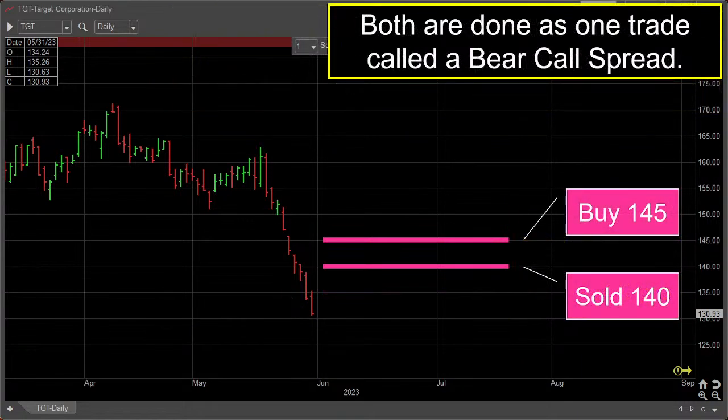So I did something called a bear call spread. I sold a $140 call and I bought a $145. This is called a bear call spread. Okay? Bearish because it's something you do when the market's bearish or the stock is bearish. Calls because I'm using calls. Spread because I have $5 between my options.